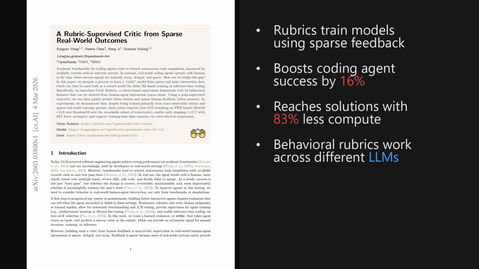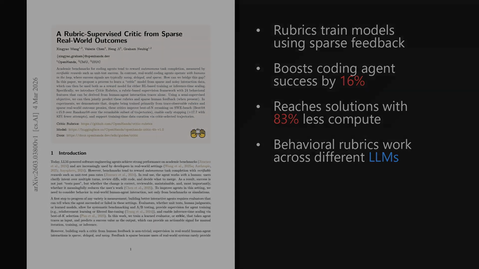I'm Alex. Today we're looking at a paper trending on X, published on March 4th, 2026, just 3 days ago. It introduces a framework to train a critic model using sparse real-world interaction traces, achieving a plus 15.9 point improvement in best at 8 re-ranking on SWE-bench, and saving compute with 83% fewer attempts. The paper is titled, A Rubric Supervised Critic from Sparse Real-World Outcomes. And as we'll see later, the results are really impressive, with significant implications for training robust coding agents.